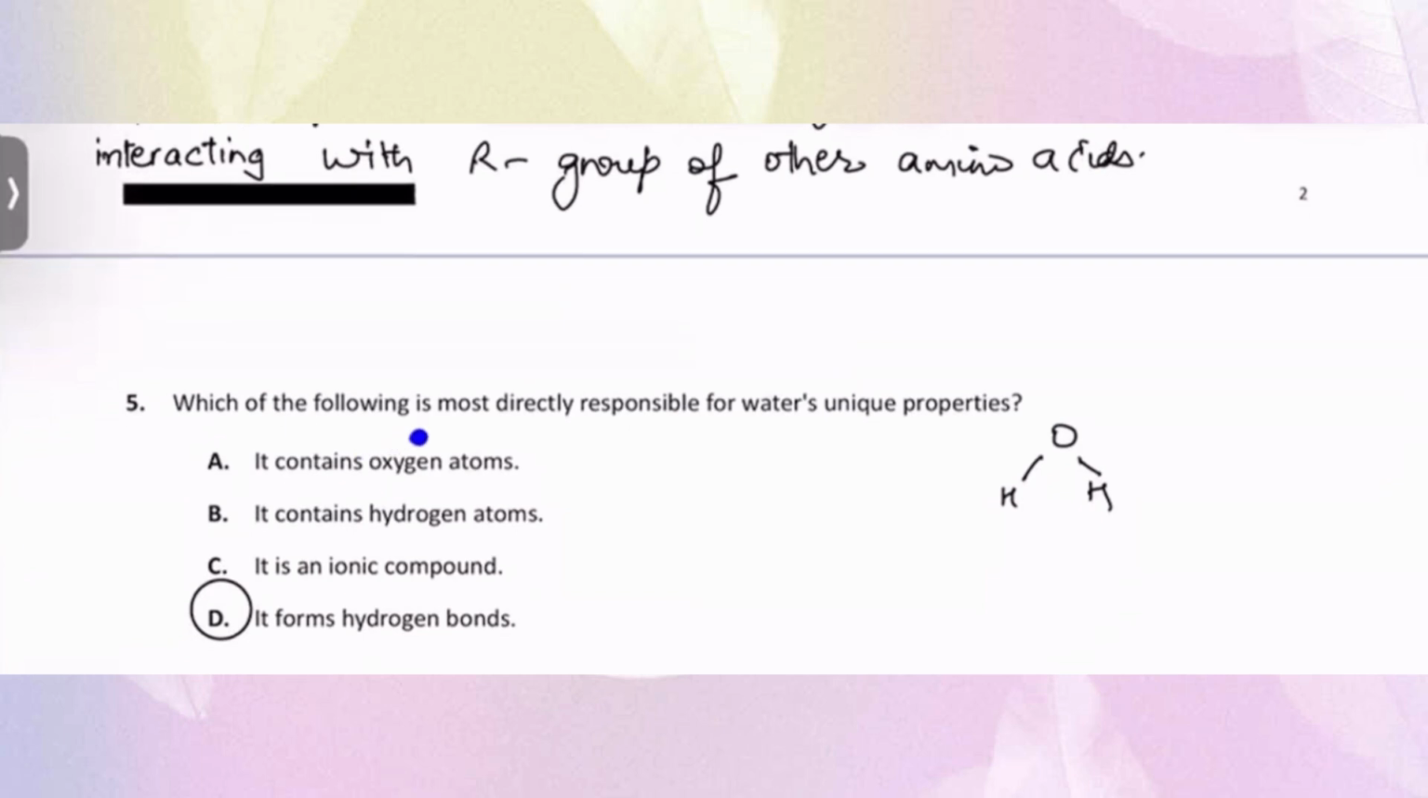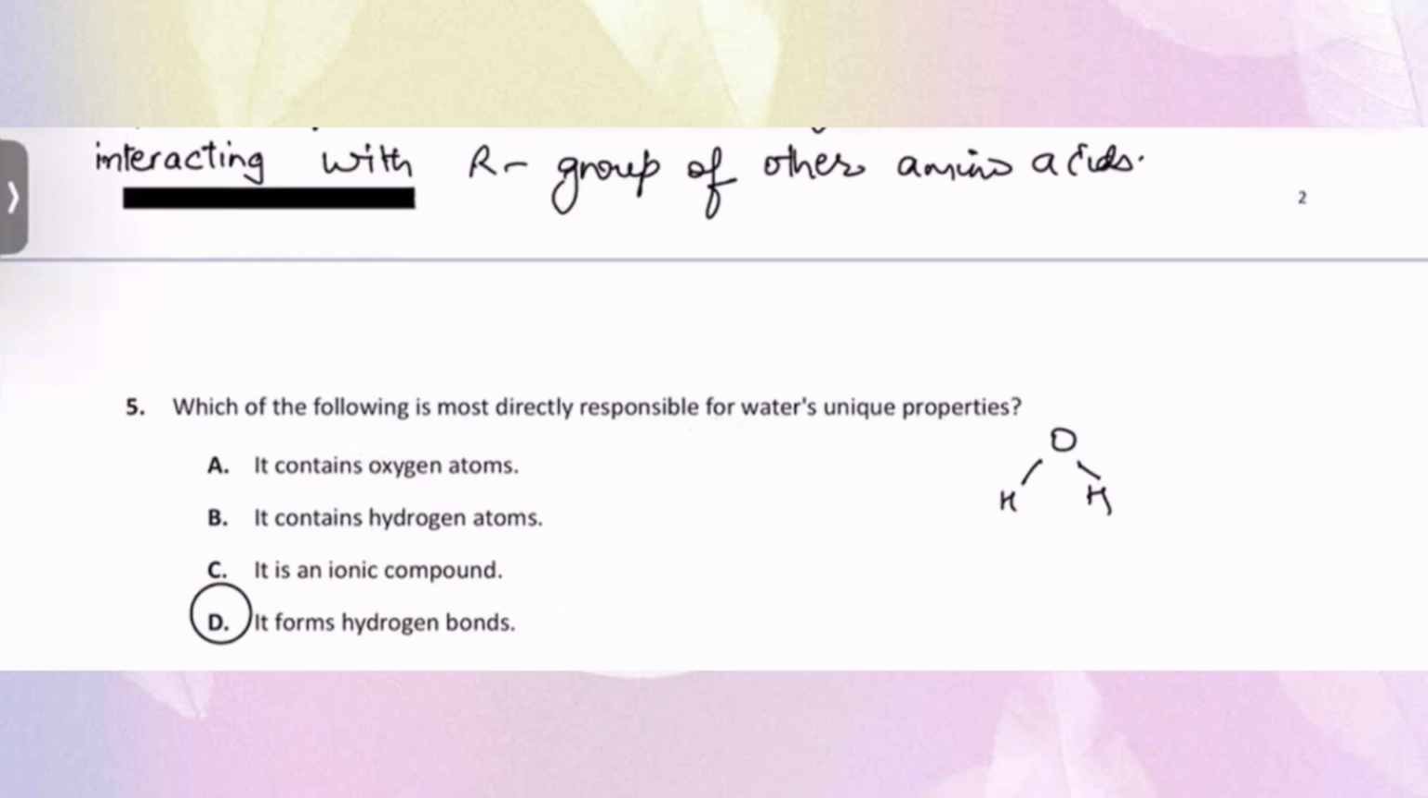Fifth, which of the following is most directly responsible for water's unique properties? It contains an oxygen atom, hydrogen bond, atoms, ionic bond. So it is hydrogen bond. O and H form hydrogen bonds.